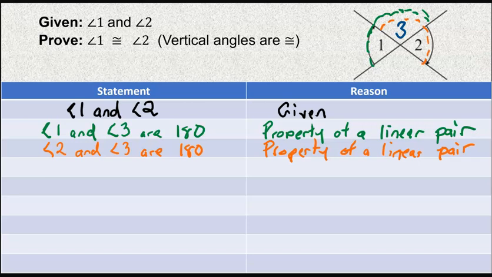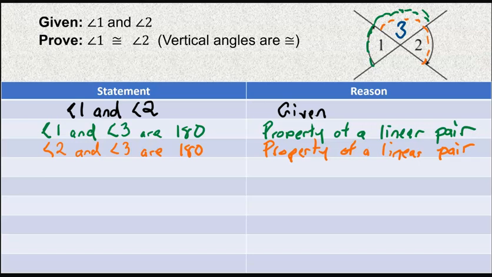So now that I've come up with a strategy, I'm starting to fill out my table. I made the statement that angle 1 and angle 3 are 180 degrees because that is a property of them being a linear pair. I've done the same with angle 2 and angle 3. I want to pause and point out there are a number of statements I could have made here that will get me to my conclusion. I'm trying to present these proofs as straightforward as I possibly can while maintaining the formality of them.